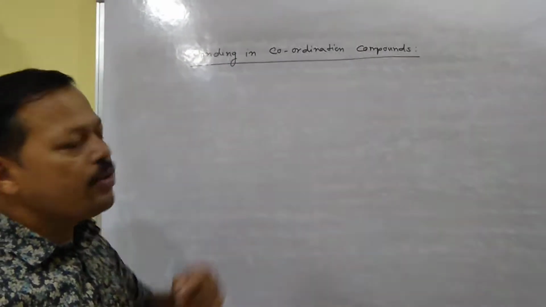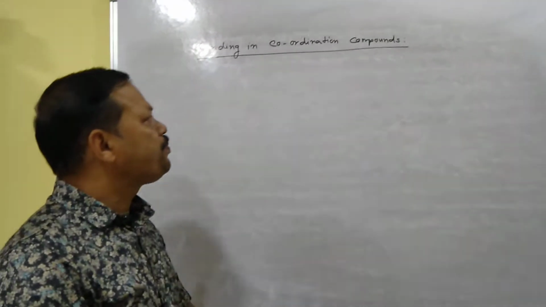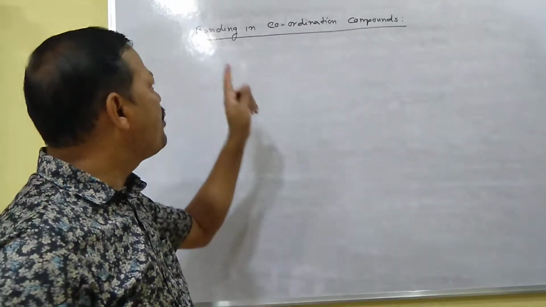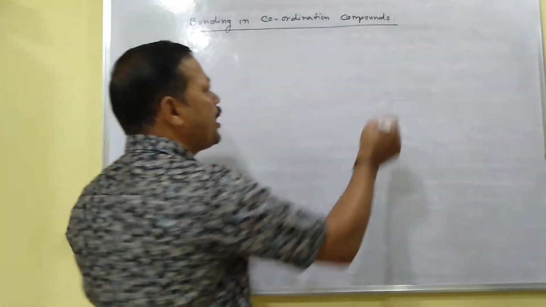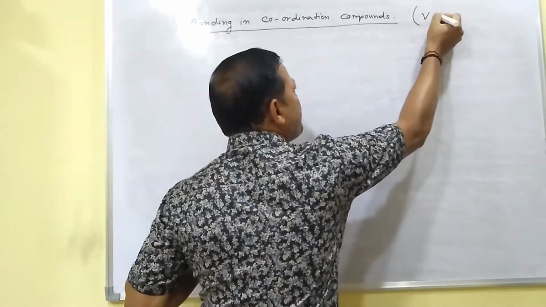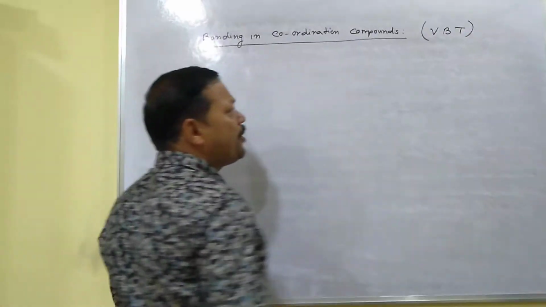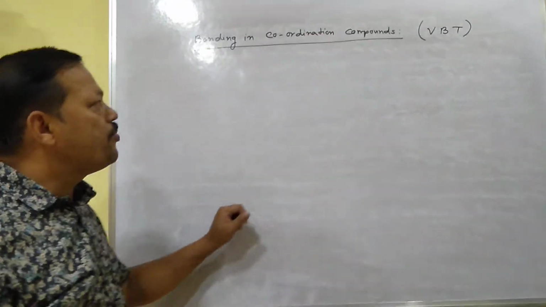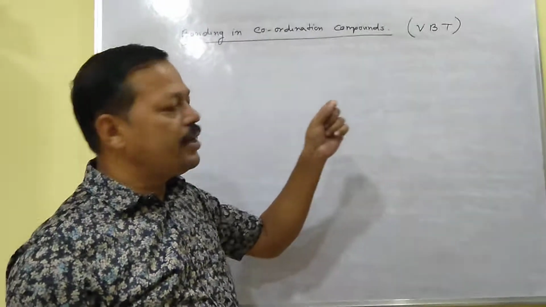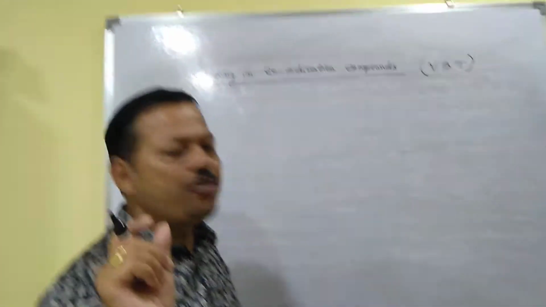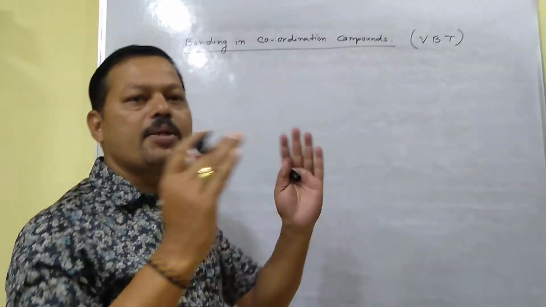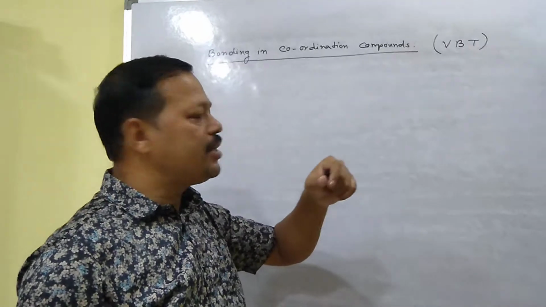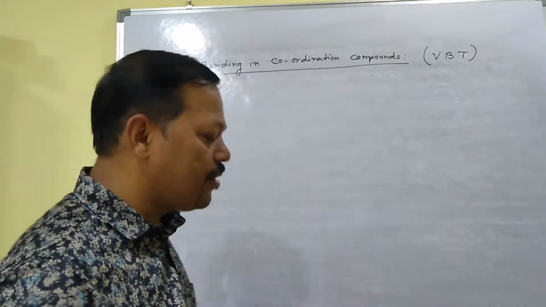Okay, bonding in coordination compounds. How are the bonds formed between the metal and the ligand? You can explain that bonding by applying valence bond theory. By applying VBT, you can explain the bond formation. During bond formation, the metal undergoes hybridization and forms vacant hybrid orbitals, and in those vacant hybrid orbitals, the ligand donates its electron pair.